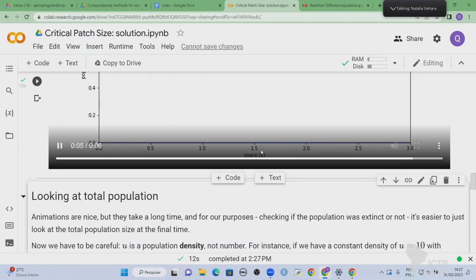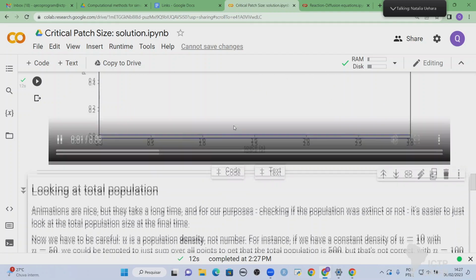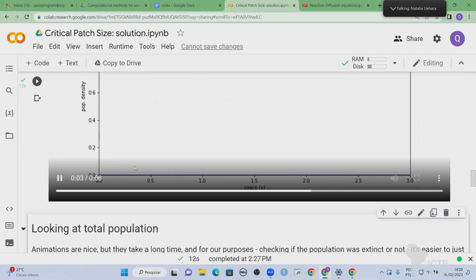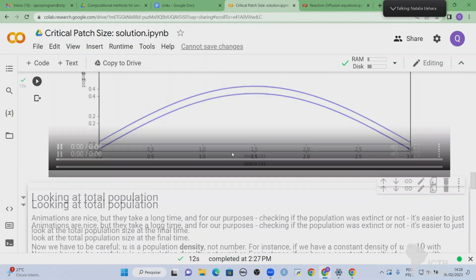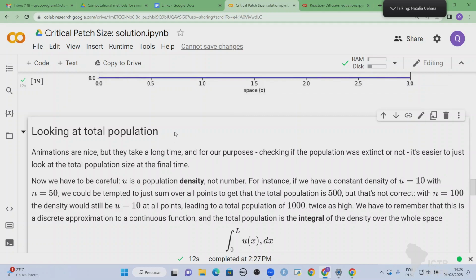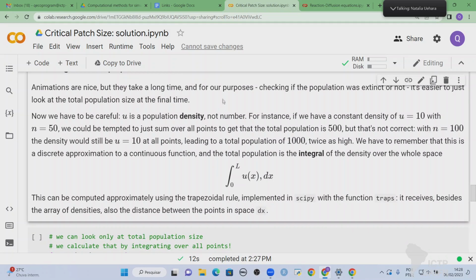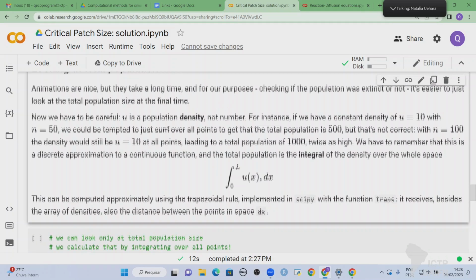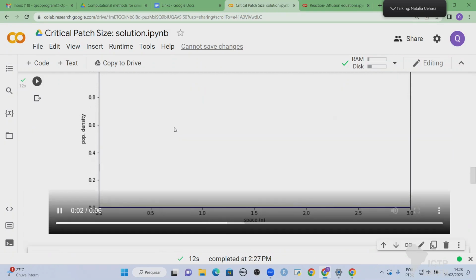So instead of looking in that direction, in terms of the density and so on, we're instead looking at the total population, okay? So what is the total population? It is the population summed over the whole space, okay? How do you do that, right?